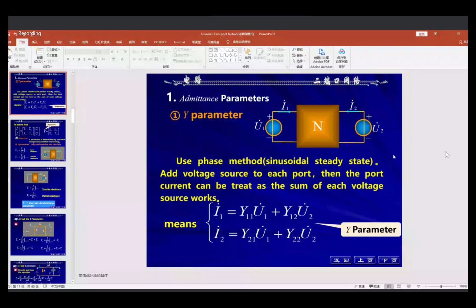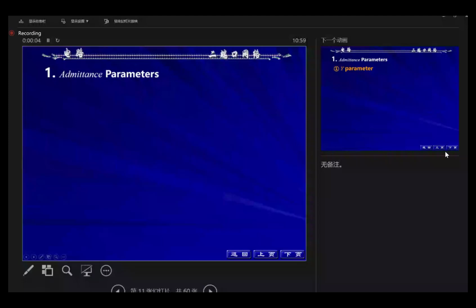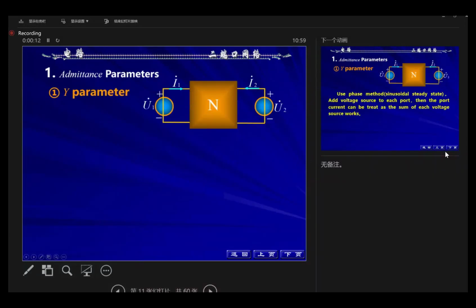The two-port network. At first, we introduce the admittance matrix, the admittance parameter, also called the Y parameter.